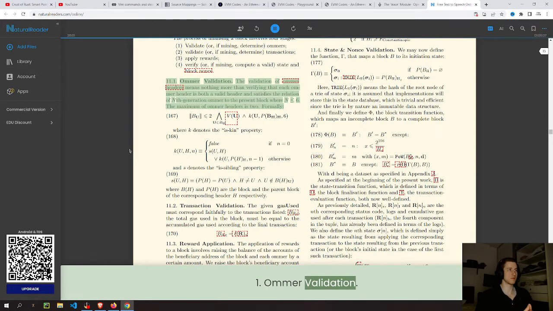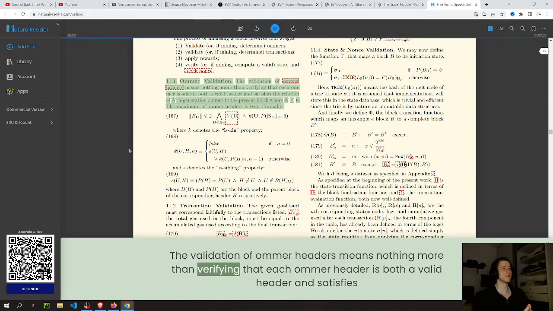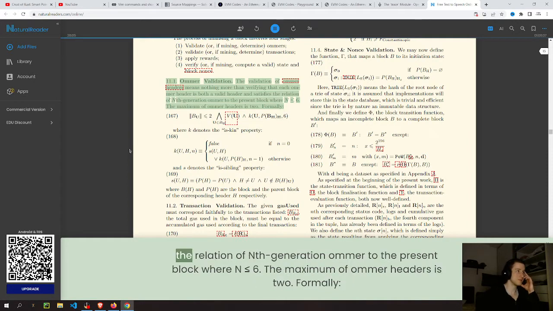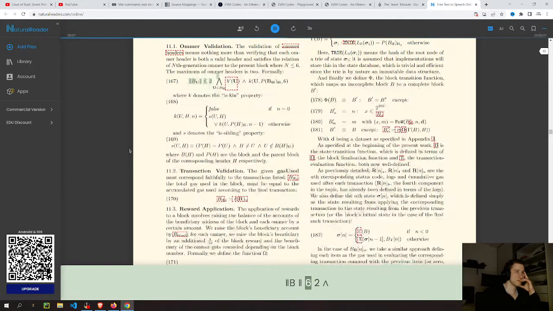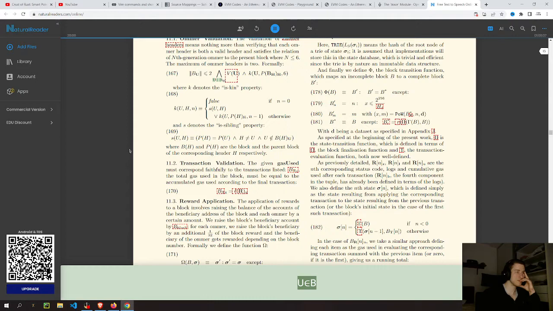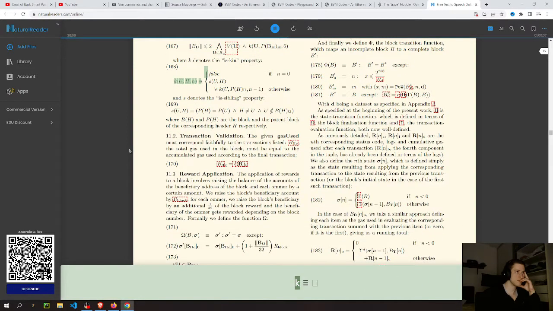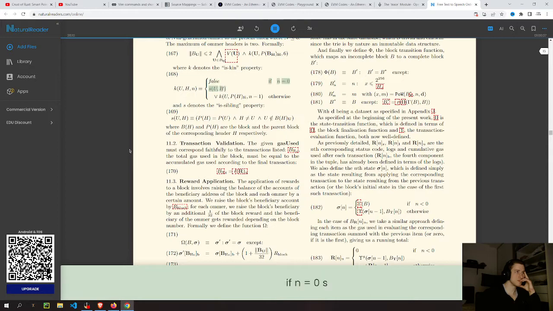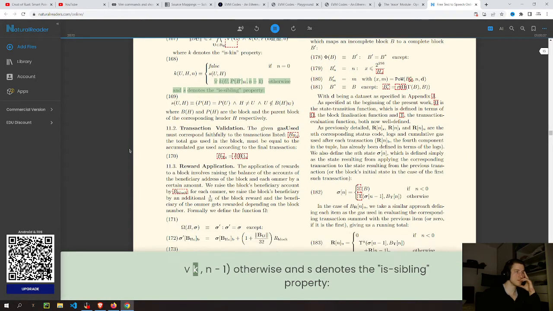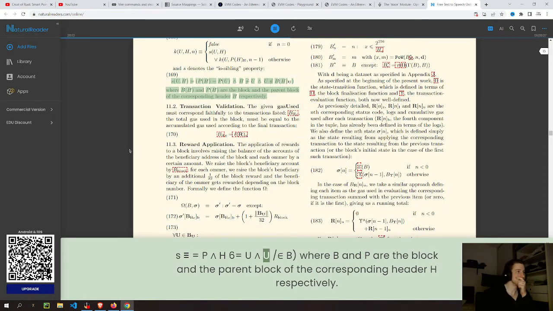11.1 OMR validation. The validation of OMR headers means nothing more than verifying that each OMR header is both a valid header and satisfies the relation of nth generation OMR to the present block, where n is less than or equal to 6. The maximum number of OMR headers is 2. Formally, where K denotes the is-kin property, K is false if n equals 0, and K(n, ...) otherwise, and S denotes the is-sibling property, where B and P are the block and the parent block of the corresponding header H respectively.